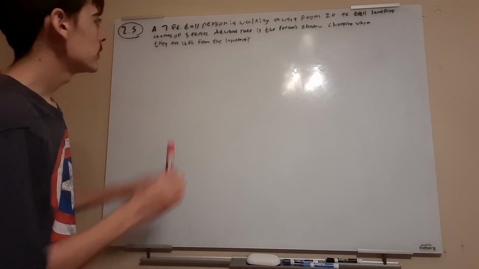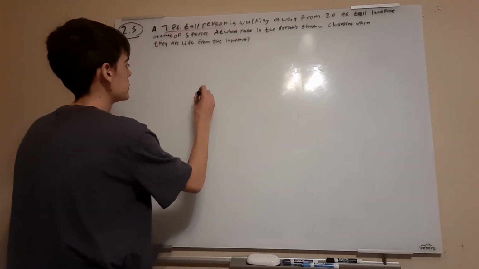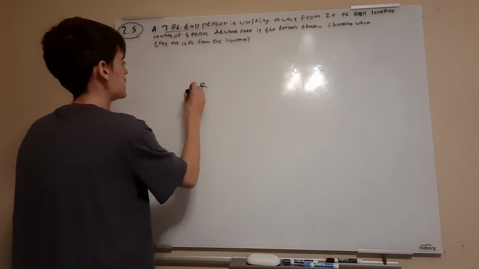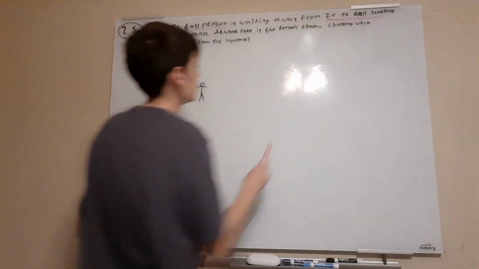So let's go back, get some information, start drawing a picture. We have a 7-foot tall person. So let's just draw our guy right here, and he is 7 feet tall. And he's walking away from a 20-foot tall lamppost.